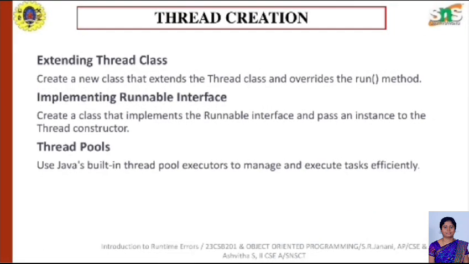The next topic is thread creation. Let's see how threads are created using several approaches in Java. It can be created by extending the Thread class: create a new class that extends the Thread class and override the run method. The second one is implementing the Runnable interface: create a class that implements the Runnable interface and pass its instance to a Thread constructor. And the third one is by using thread pools. Java provides built-in thread pools to manage and execute tasks efficiently.